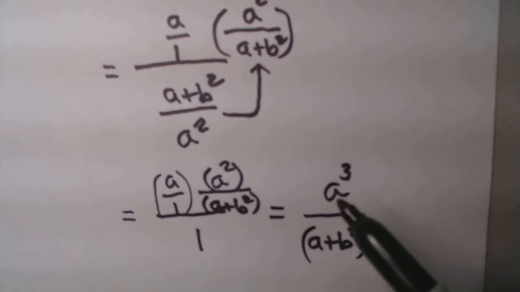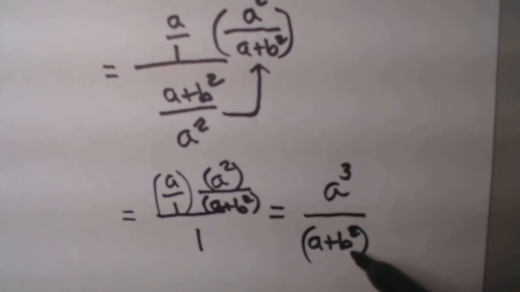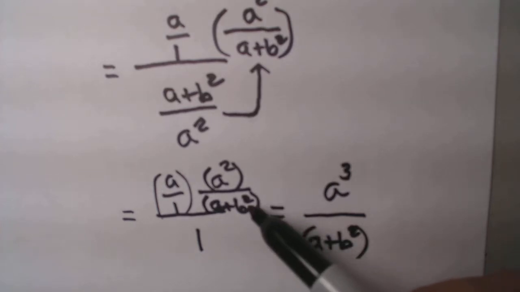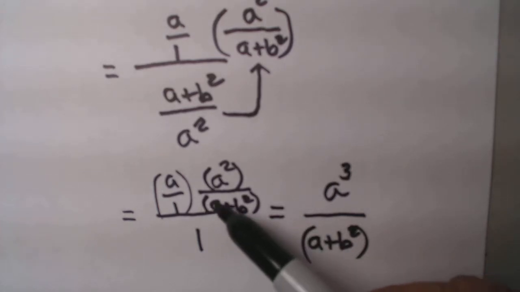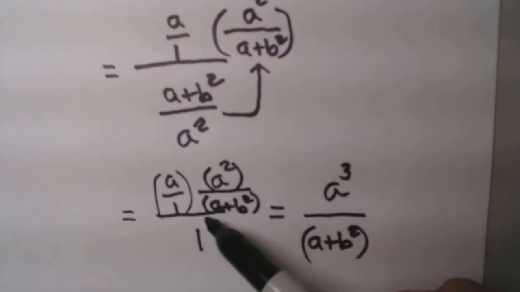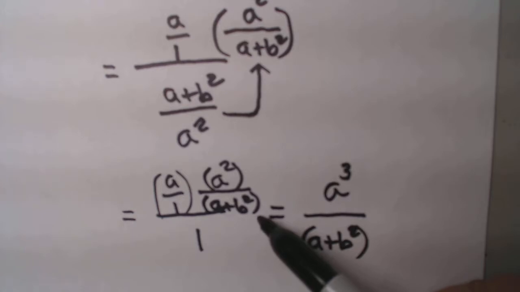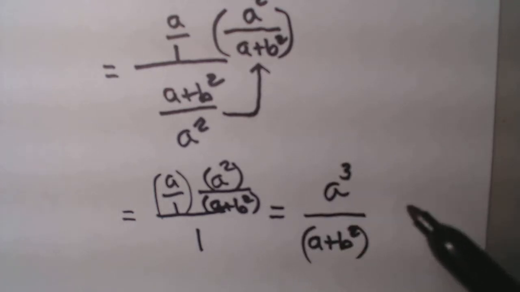Now, I like to leave anybody that's more than a single term, like this one right here, in its factored form. And remember, by factoring, we have to reduce it to a single term. And since there was nothing common, the only way we could make a single term was to put parentheses around it to indicate that we're taking the whole thing all together as one term.